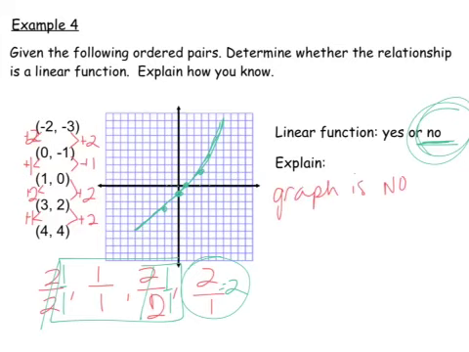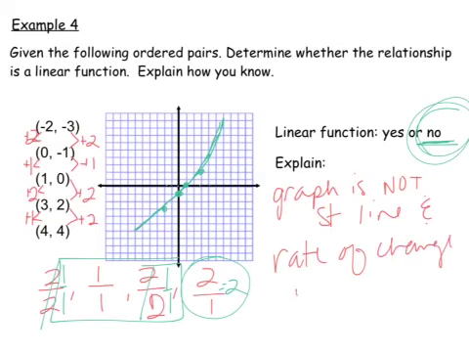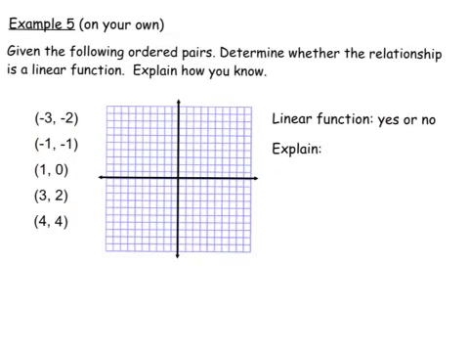And so I know it's not linear because the graph is not a straight line, and the rate of change is not constant. So both of those prove that it is not a linear function. Go ahead and try example 5 on your own and make sure that you look not only at the graph but also at the rate of change to determine is it a linear function, yes or no.